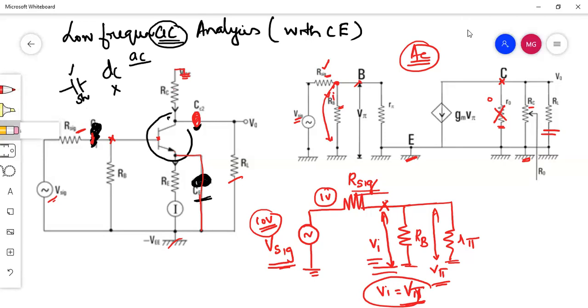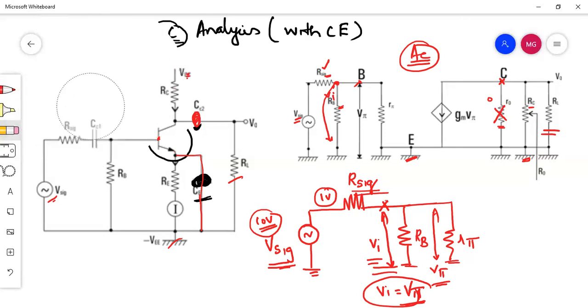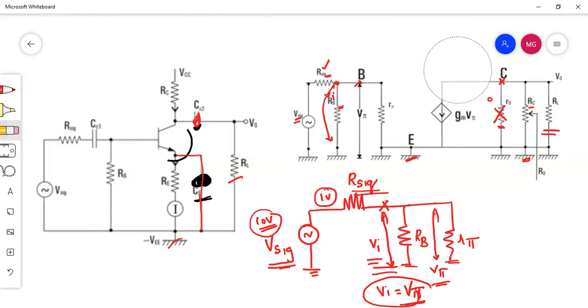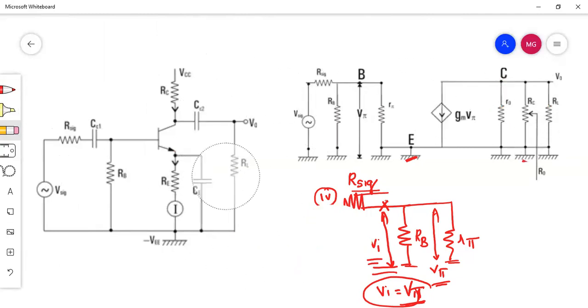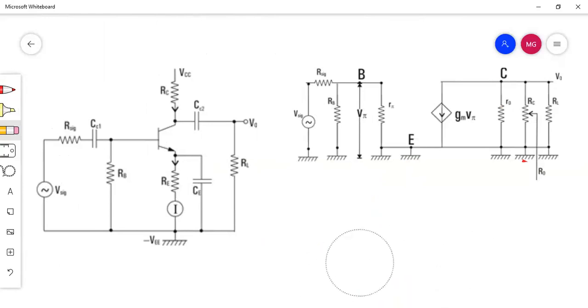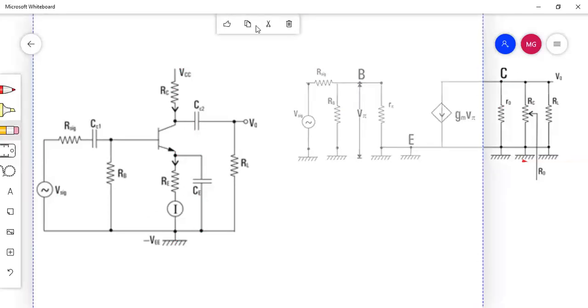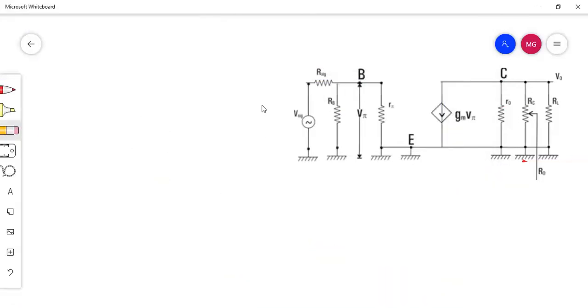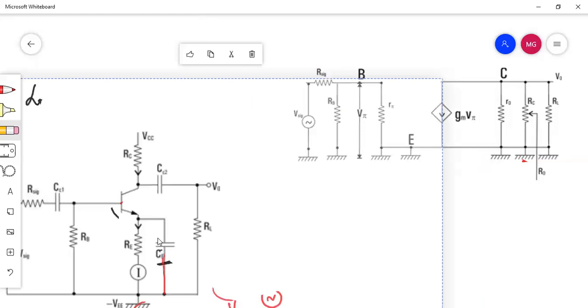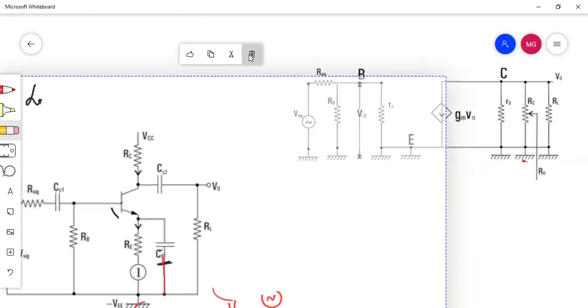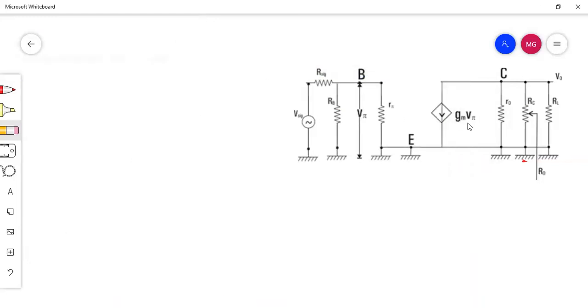Let me clear the screen. I don't need this diagram, this diagram I can remove. We need only this diagram.